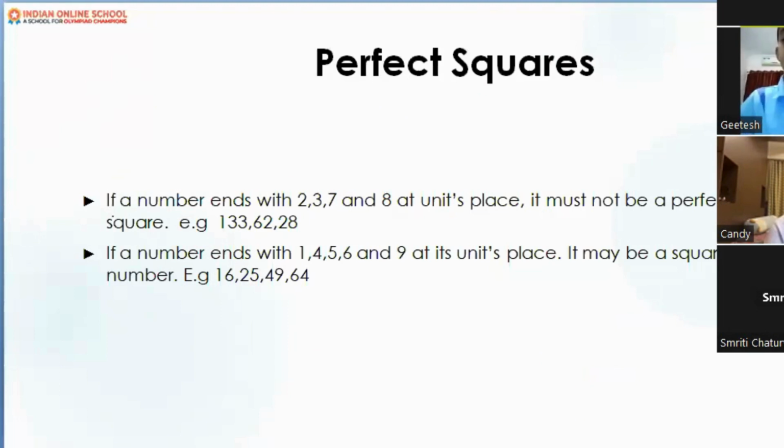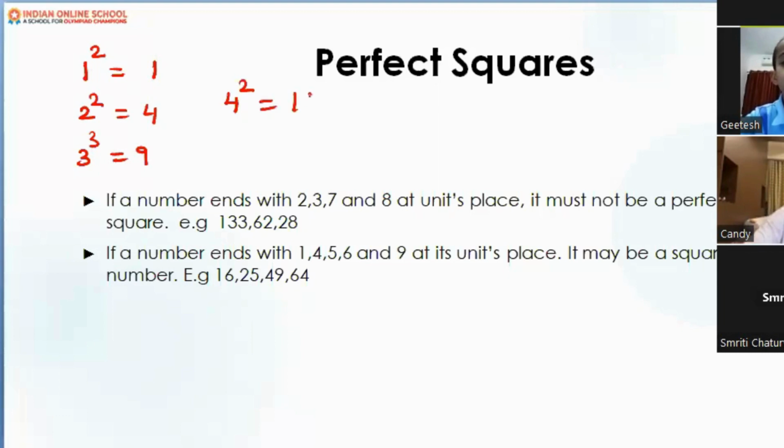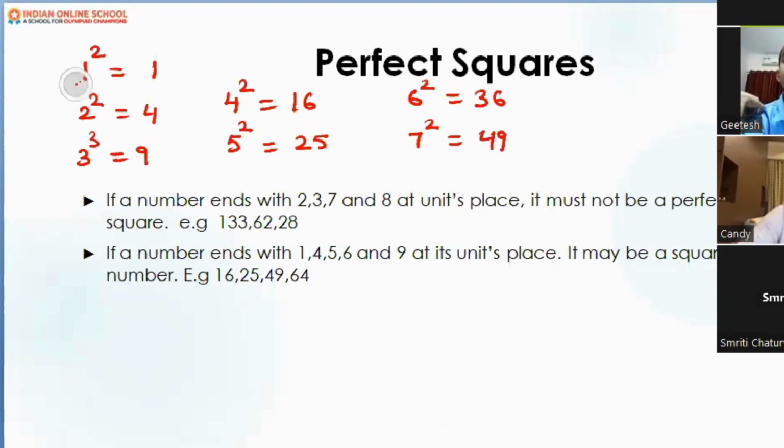Now, let's go back. If I'm finding the square of 1, I'm getting 1. The square of 2, I'm getting 4. The square of 3, I'm getting 9. The square of 4, I'm getting 16. Correct? The square of 5, I'm getting 25. The square of 6, I'm getting 36. The square of 7, I'm getting 49. Correct? So what I can conclude from this, if a number ends with 1, its square ends with 1 only.